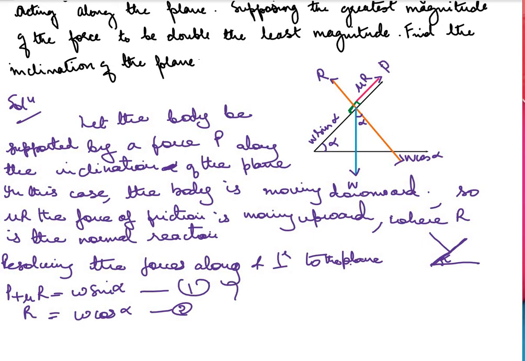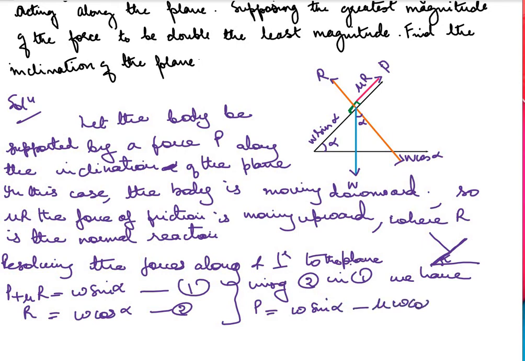So using 2 in 1, we have P is equal to, bringing mu R to the right hand side, W sine alpha minus mu into, instead of R, you replace it by W cos alpha from equation 2. So we can take W common, similar to the preceding problem, into sine alpha minus mu cos alpha.